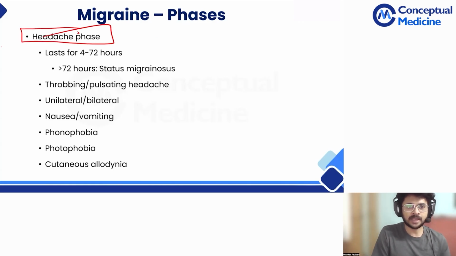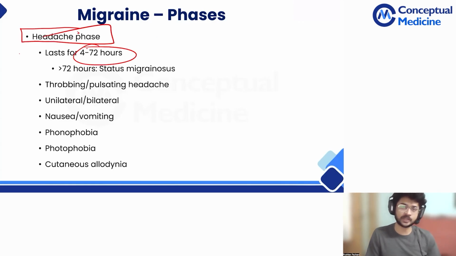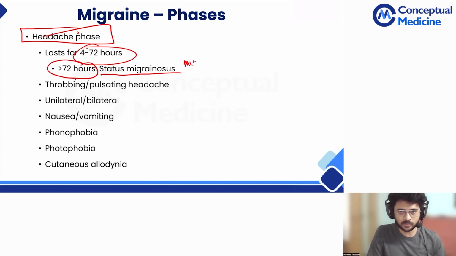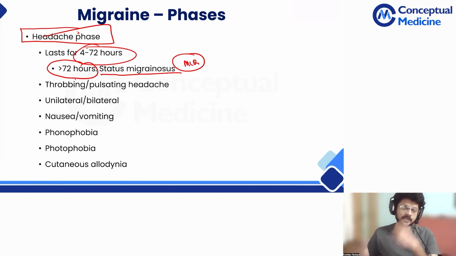So first you have the prodromal phase, plus or minus an aura phase, after which you have the headache phase. The headache phase usually lasts for around 4 to 72 hours. When it lasts for more than 72 hours, it is known as status migrainosus. This is an important MCQ question, especially for any SS. Whenever a migraine lasts for more than 72 hours, that is known as status migrainosus.